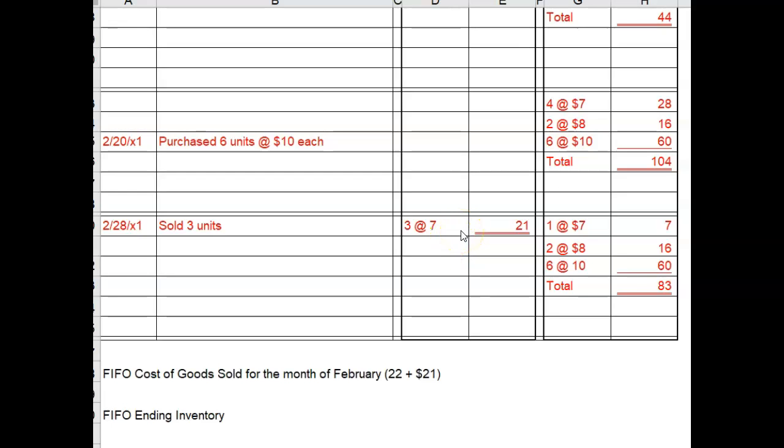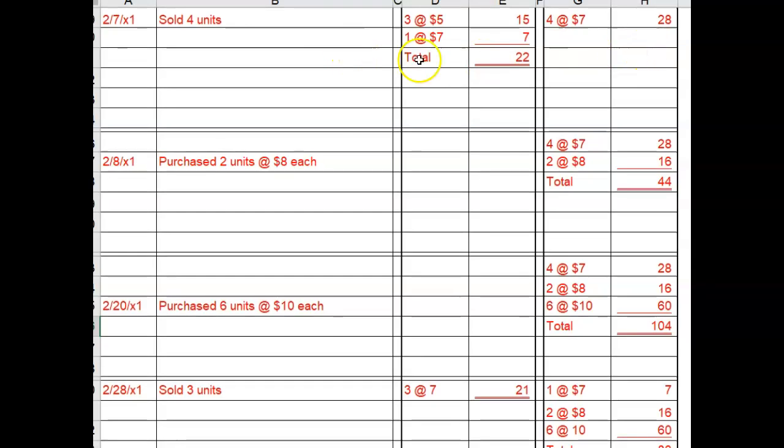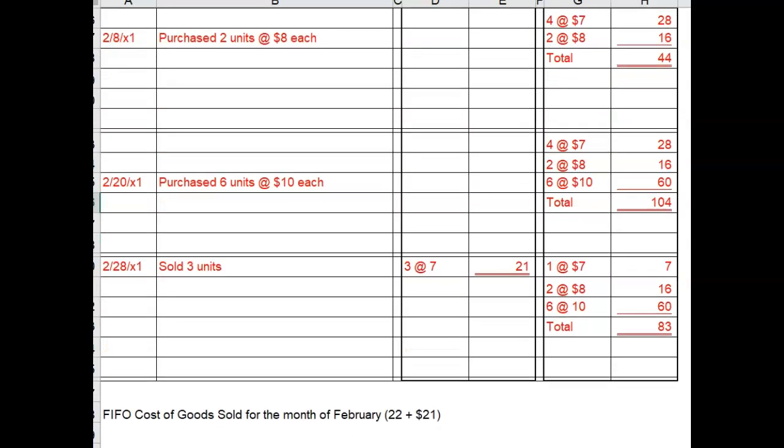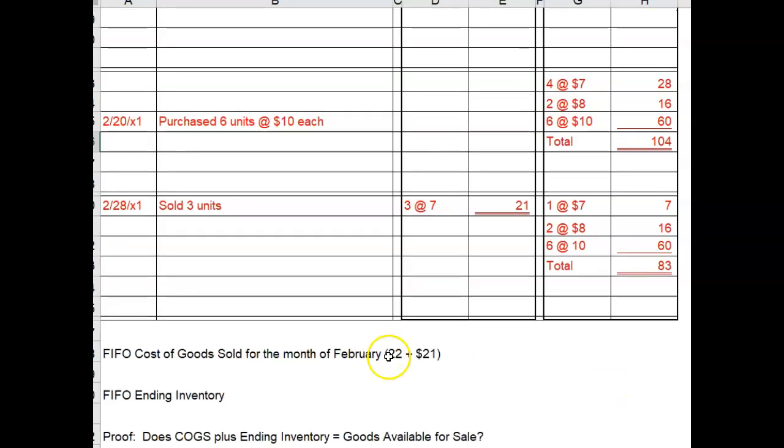Now let's do a check. FIFO cost of goods sold for the month of February. There were only 2 sales. The cost of goods sold for the first one was $22, and the cost of goods sold for the second sale was $21. So cost of goods sold for the month of February was 22 plus 21, or 43. FIFO ending inventory is right here, $83.